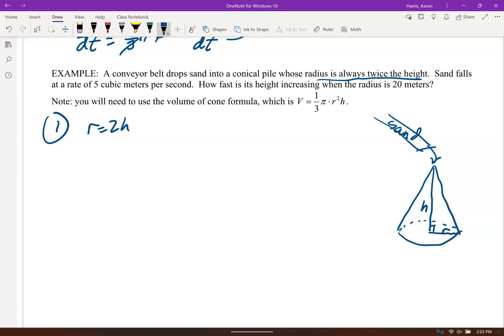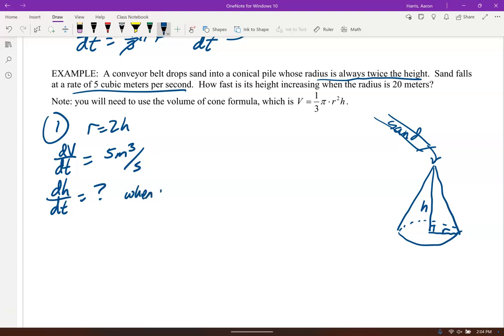Sand is falling at a rate, so there's a rate of change. Sand is a volume, right? So they're telling us dV/dt is 5 cubic meters per second. How fast is its height increasing at the moment, right when the radius is 20 meters? So the volume's changing 5 cubic meters per second, but how fast is its height, dh/dt, at the moment that the r is 20 meters?